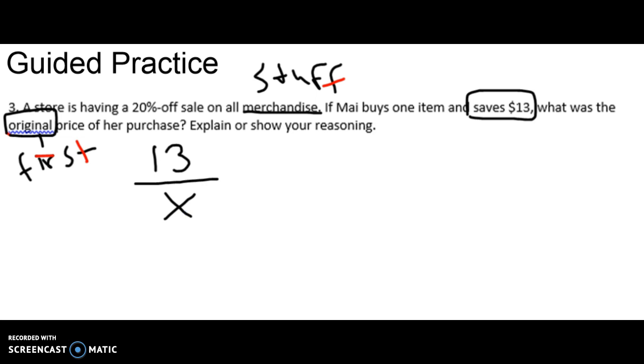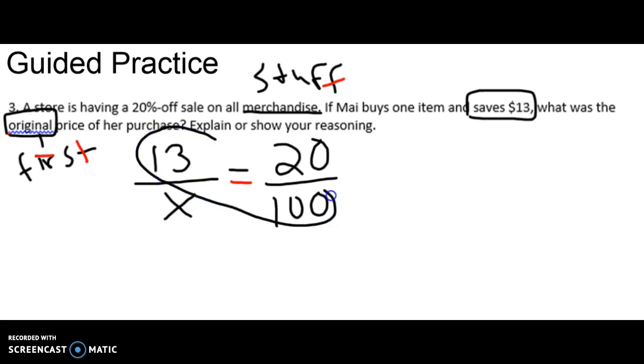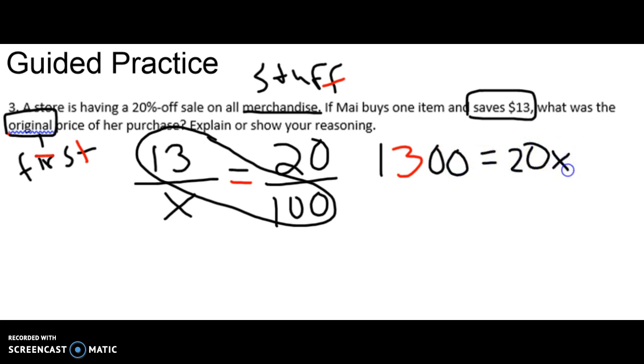13, my part over my whole, is going to equal 20% of 100, or 20 over 100, because $13 is equivalent to 20% of the original price. So now I'm going to cross multiply. 13 times 100 is 1,300 equals 20x. To solve for x, I have to do the opposite of multiplication. So I need to divide by 20.